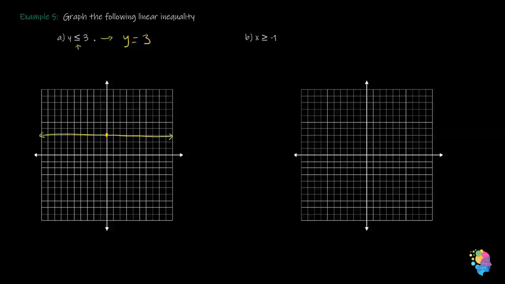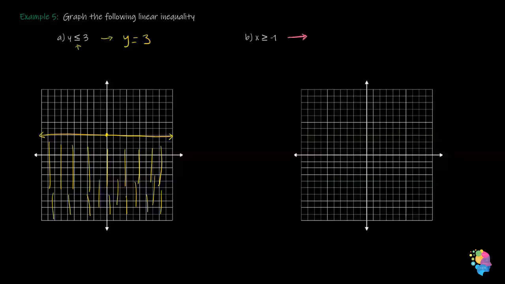From there, we have to make the decision if we should graph above the line or below the line. Well, because it is, again, less than, we're going to shade below the line towards the negative y values. So then the solution to this inequality are all the points that are below the line, including the points on the line. For the next one, I'm only being given an x.